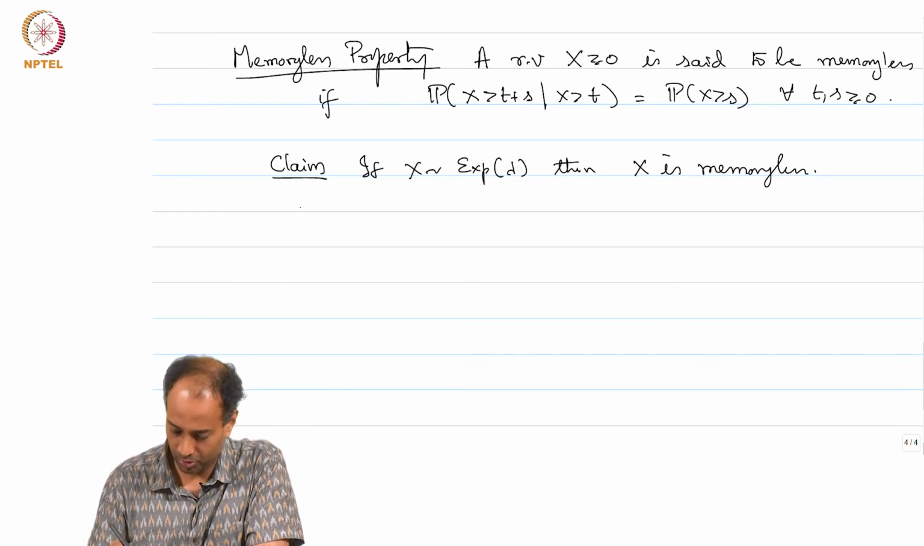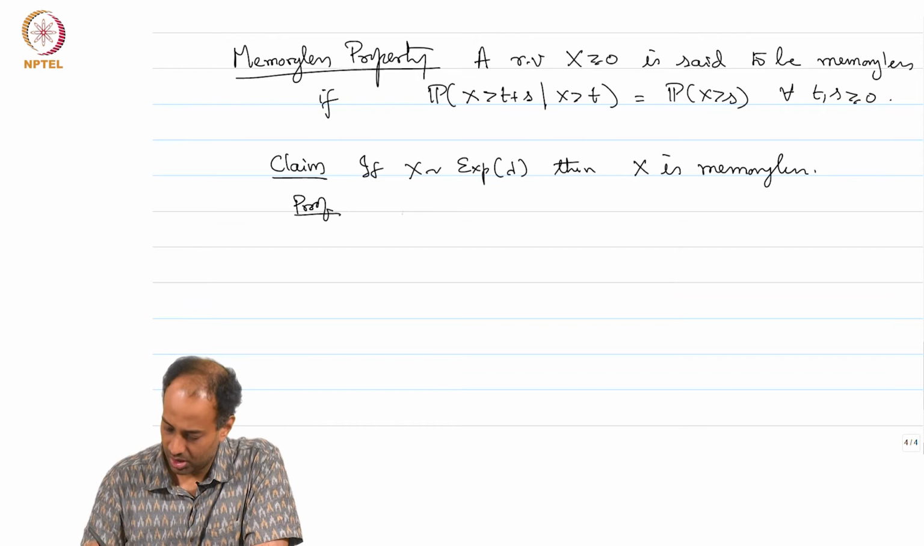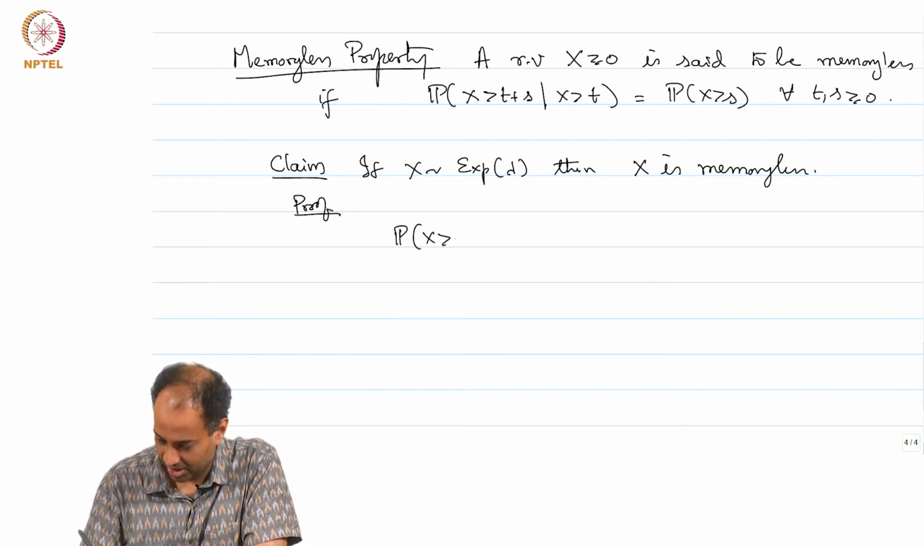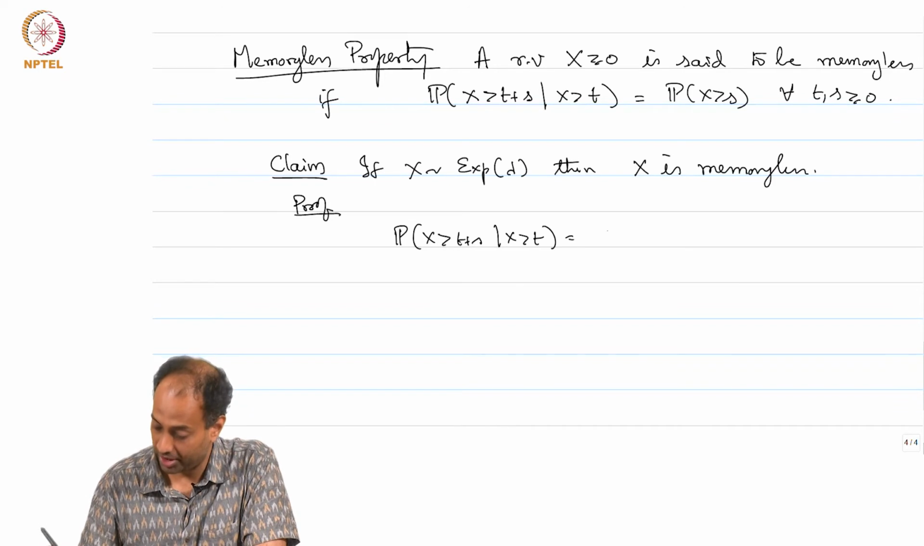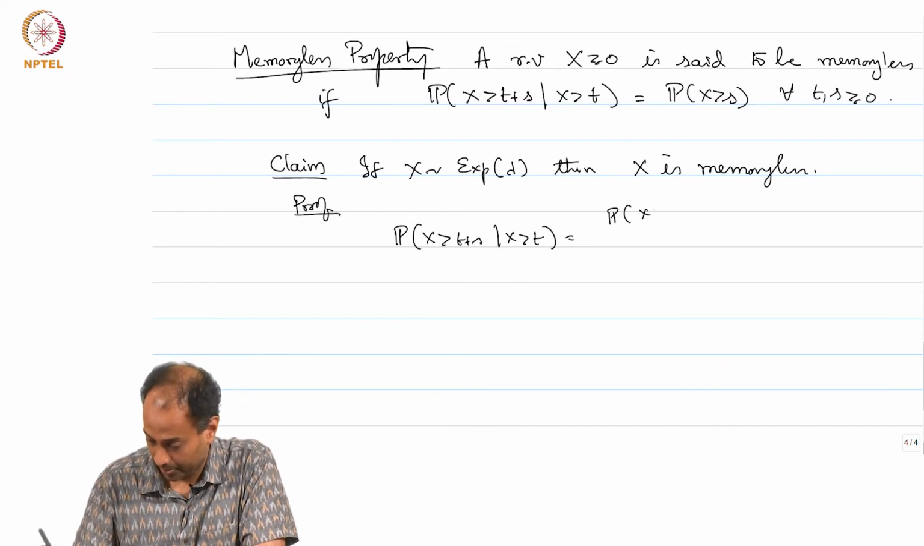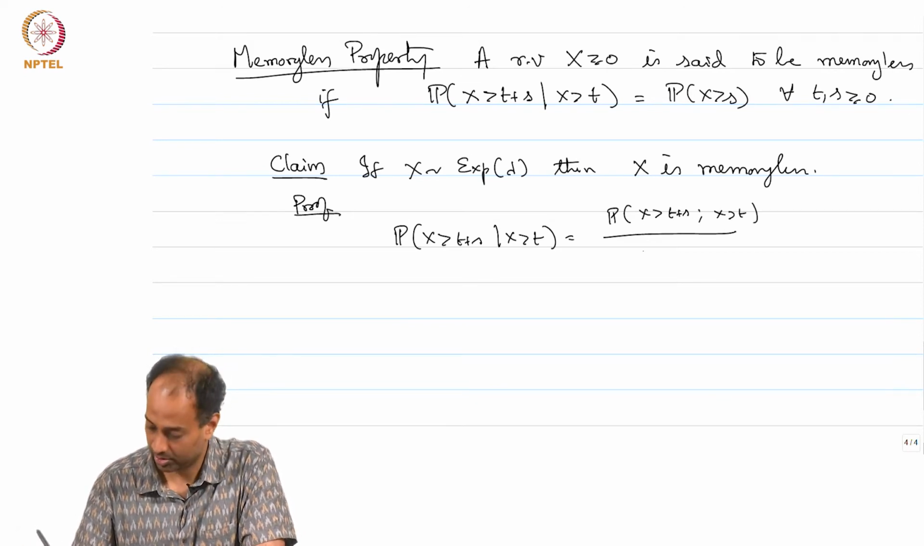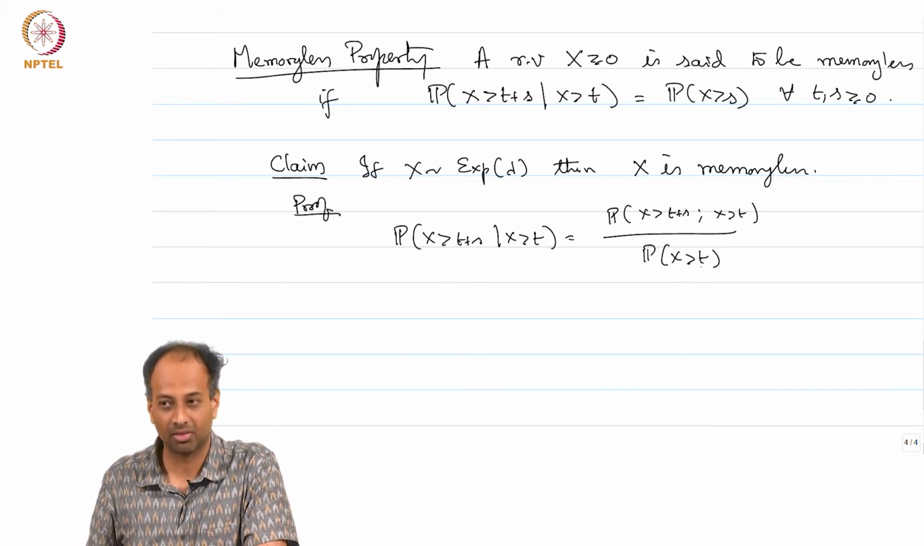So, you can easily prove this. You take the LHS, which is the probability that x bigger than t plus s given x bigger than t. This is the probability of a given b, which is the probability of a intersection b over the probability of b by definition of conditional probability.